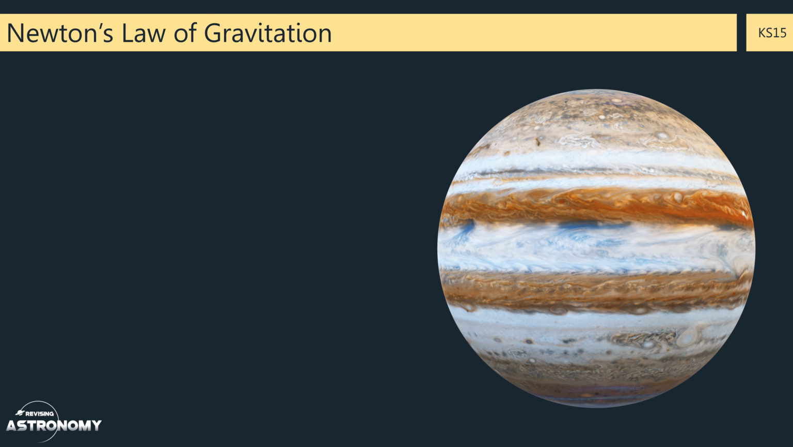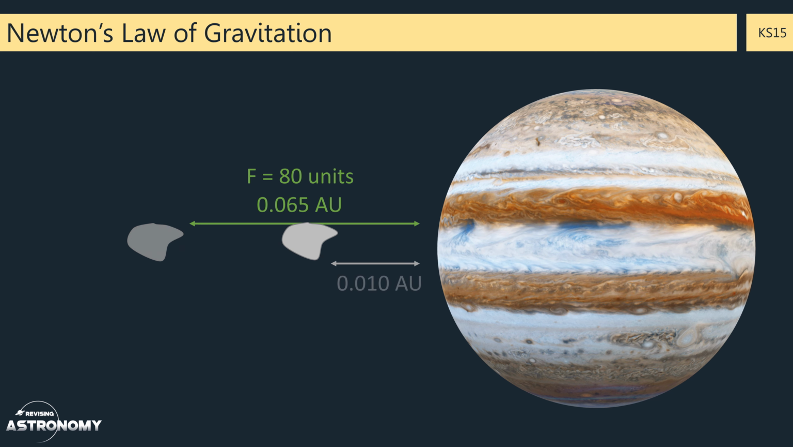We can also use Newton's law of gravitation in other examples. Here, a fragment of a comet is on a collision course with Jupiter. When the fragment is 0.065 astronomical units away, the pull of gravity that it experiences from Jupiter is 80 units. We want to find out how that force changes when the fragment gets closer and is only 0.01 astronomical units away. Well, we can use the same method.